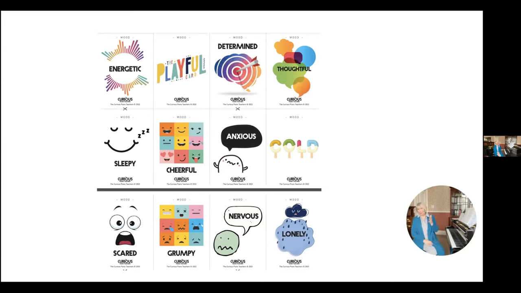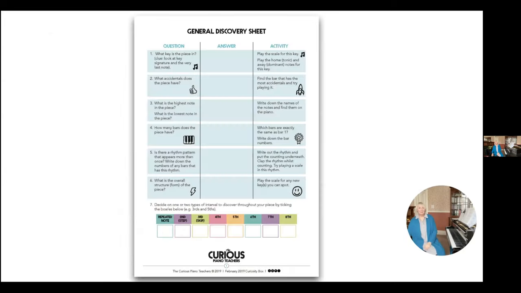So in week one, I'd play it through. They'd listen to it like that. And then I'd send them home with something like this. This is what we call the general discovery sheet. And this is for them to start to discover things for themselves about the piece.